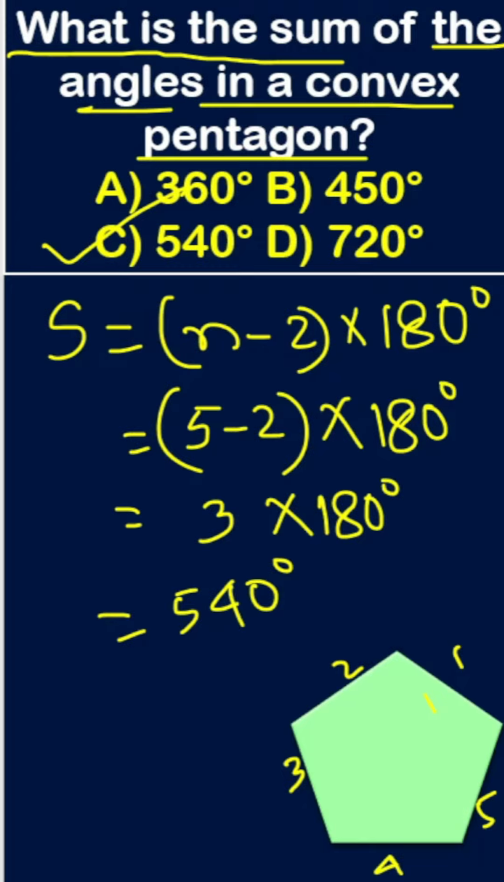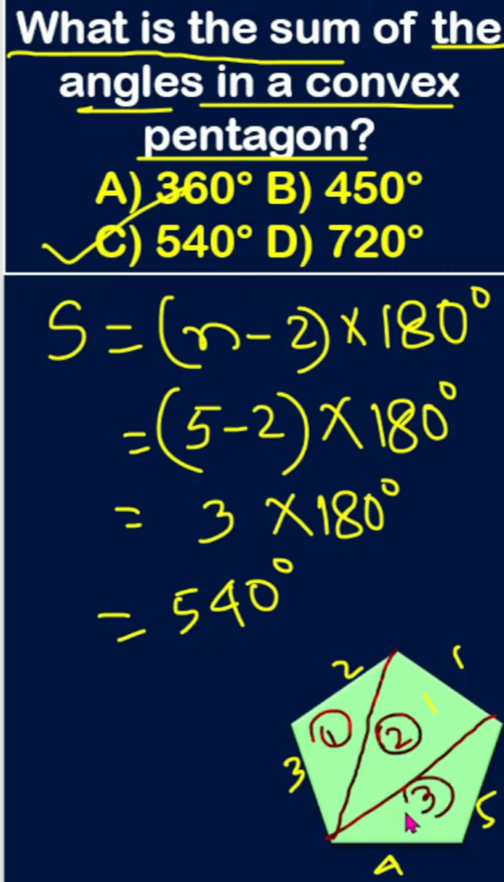But another thing, we can easily find out the value. Look, this is one triangle and here is another triangle. Here is one triangle, here is the second triangle and here is the third triangle. We know each triangle has 180 degrees, right? 1, 2, 3, 1, 2, 3, 1, 2, 3. So each triangle has 180 degrees.